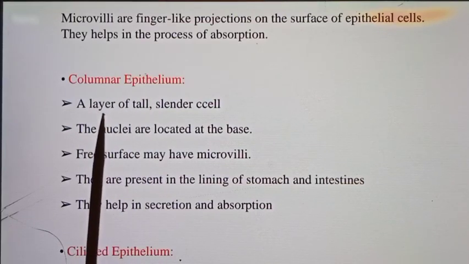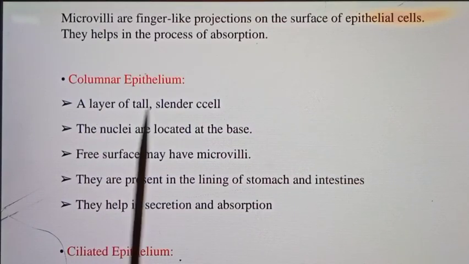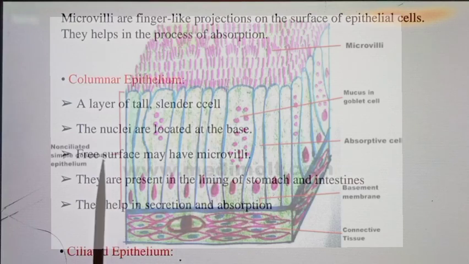As you know, columnar, you can see in the picture, columnar epithelium is made of tall and slender cells. The nuclei are located at the base. That means you can see in the picture, the columnar epithelium has a nucleus at the bottom of the cell, near the basement membrane. The free surface has the microvilli. Microvilli, again, are finger-like projections.